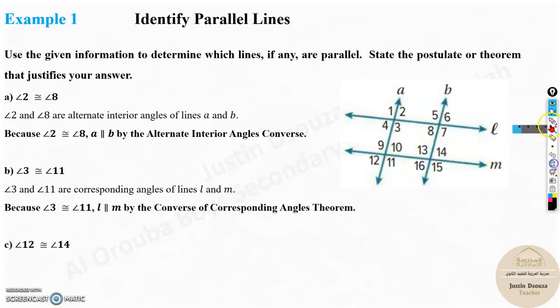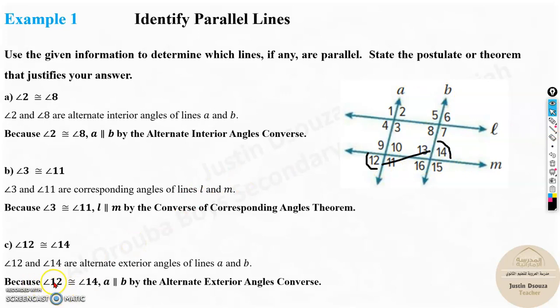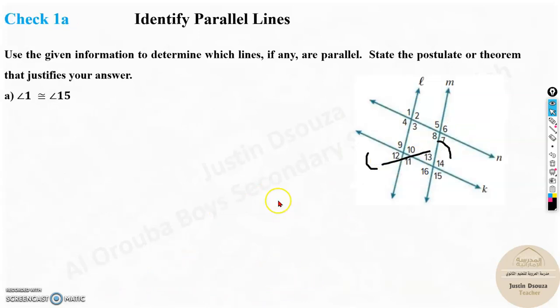We have now 12 and 14. Let's see what is 12 over here and 14 is over here. They are alternate exterior angles of A and B. So because the measure of angle 12 is congruent to angle 14, A and B lines are parallel by alternate exterior angles converse. So these are the answers.